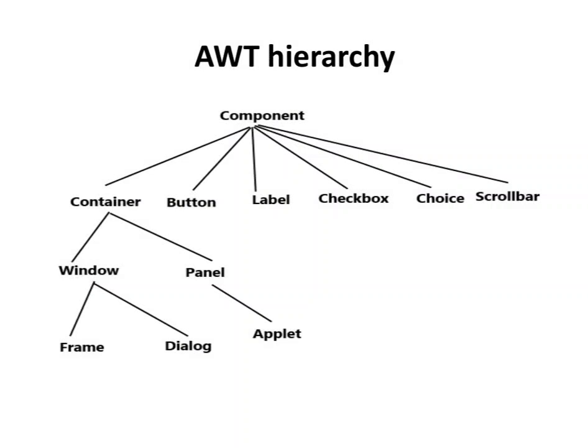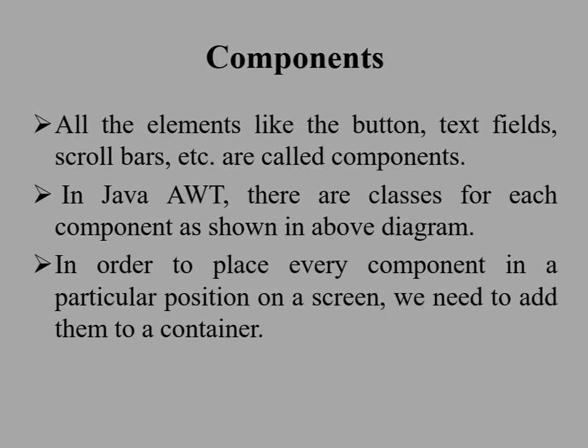So, in today's lecture, we discuss the AWT class hierarchy. The AWT class hierarchy mainly consists of Component. Component includes Container, Button, Label, Checkbox, Choice, and Scrollbar. Container includes Window and Panel, where Window includes Frame and Dialog, and Panel includes Applet. This is all about the AWT hierarchy in Java. We discussed in this lecture in detail what a container is, what the types of container are, and what a component is. Thank you.